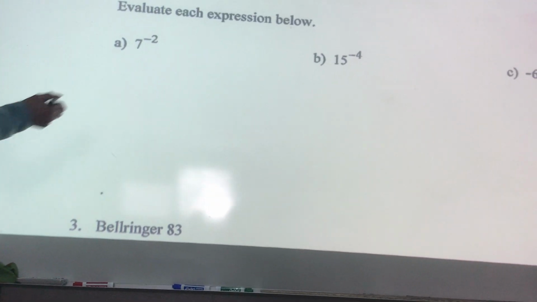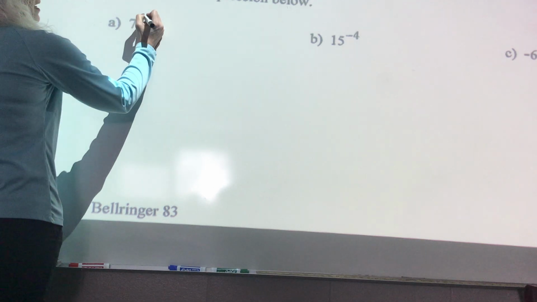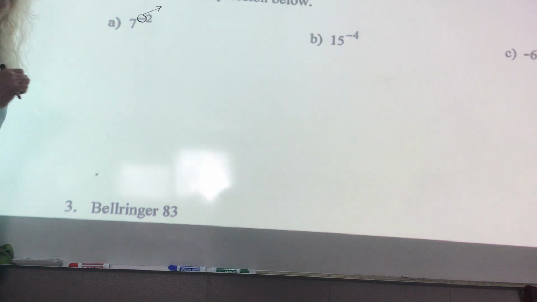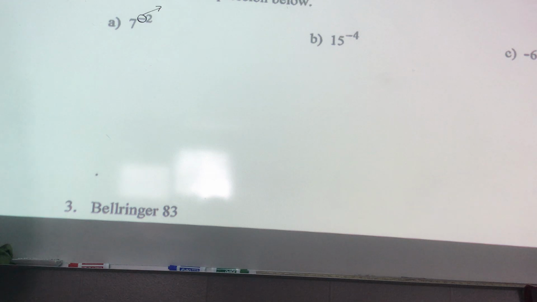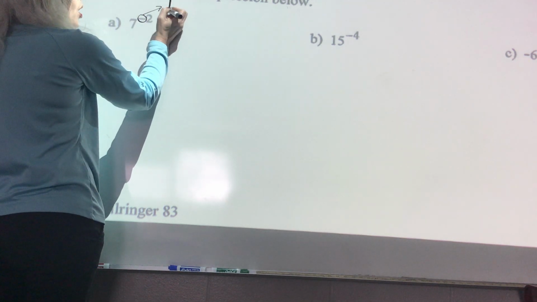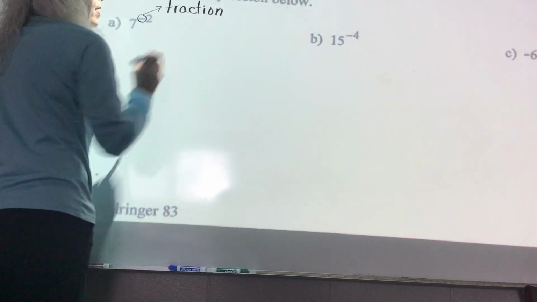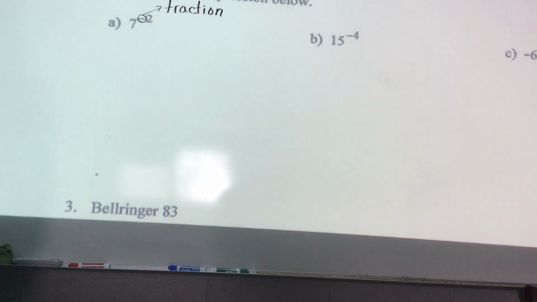The exponent's a negative, so circle your negative exponent. Who can raise your hand and tell me what that negative in the exponent means? RJ? It means it's a fraction. So that negative in the exponent, all it means is that it is a fraction. Make sure you write yourself a note.